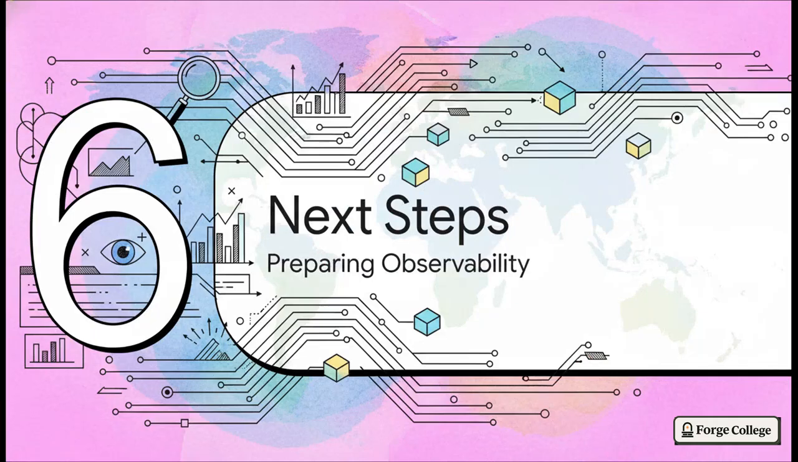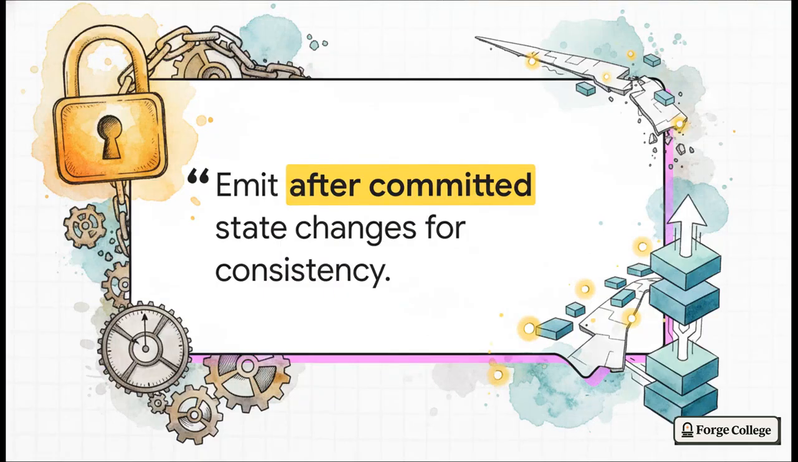And finally, Part 6, Conclusion and Next Steps, Preparing for Observability. We have officially gone from a theoretical design to a fully assembled smart contract. Now, if you take only one single thing away from this entire explainer, please let it be this: emit after committed state changes. It really isn't just a suggestion. You should treat it as an unbreakable law of physics when you're building reliable integrations.